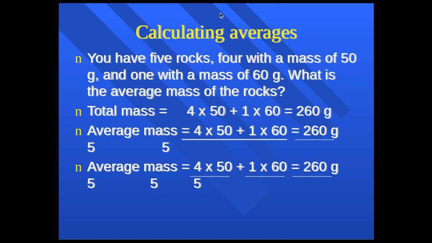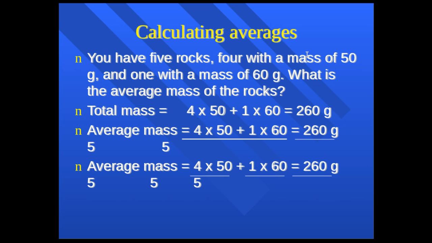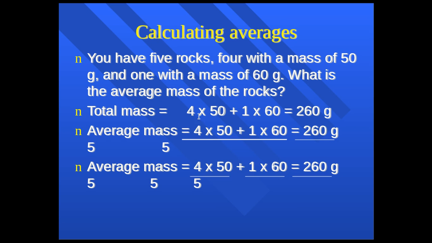So what the mass really is, is the average. If you think about it, you have 5 rocks, 4 with a mass of 50 grams, 1 with a mass of 60. You would simply add all those together, get 260 grams, and divide by 5, and you would get your overall average mass. Well, that's exactly what we do with the isotopes. Everything that we have found, we average out, and the average is what we put on the periodic table.